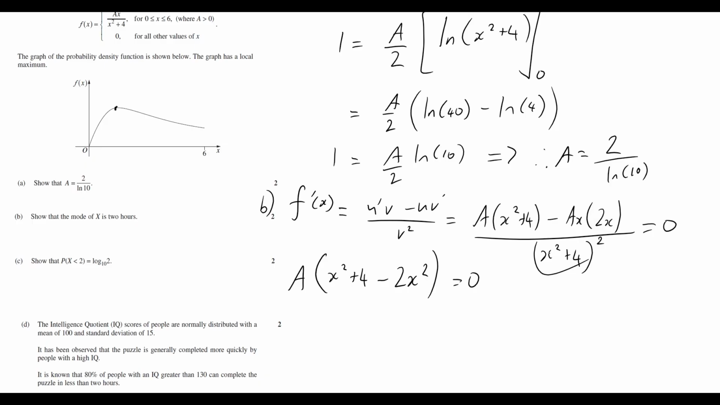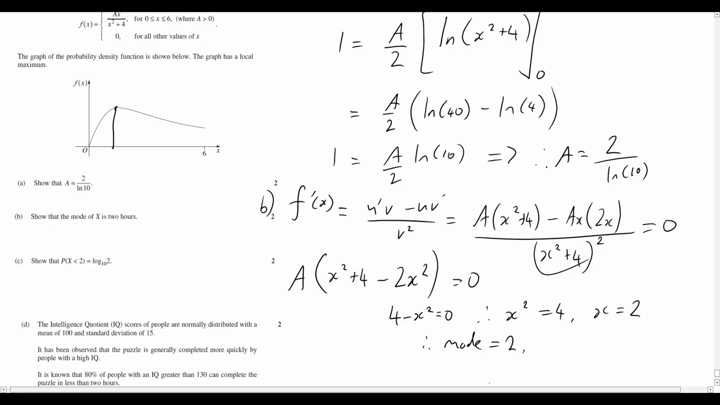Okay, so what that now means is that we can simplify and solve. So that must mean now that 4 minus x squared equals 0. So therefore, x squared must equal 4. And we know, therefore, x equals 2, since we're only going to be taking a positive value of x here. So we can say, therefore, the mode is at 2 hours. So therefore, mode equals 2. And there we are, since the maximum is at 2.